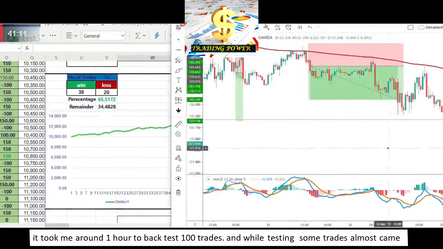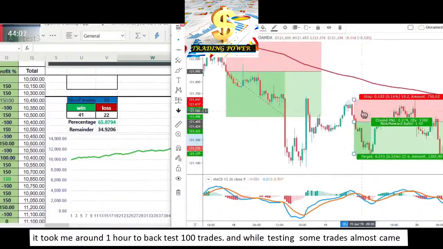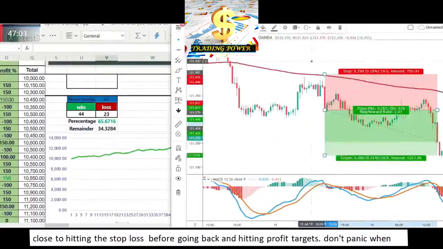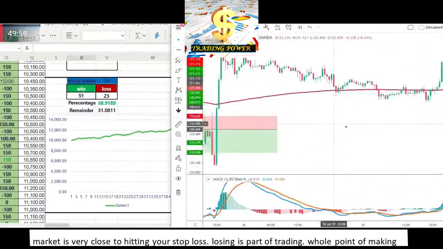It took me around 1 hour to backtest 100 trades. And while testing, some trades almost came close to hitting the stop loss, before going back and hitting profit targets. Don't panic when market is very close to hitting your stop loss. Losing is part of trading.